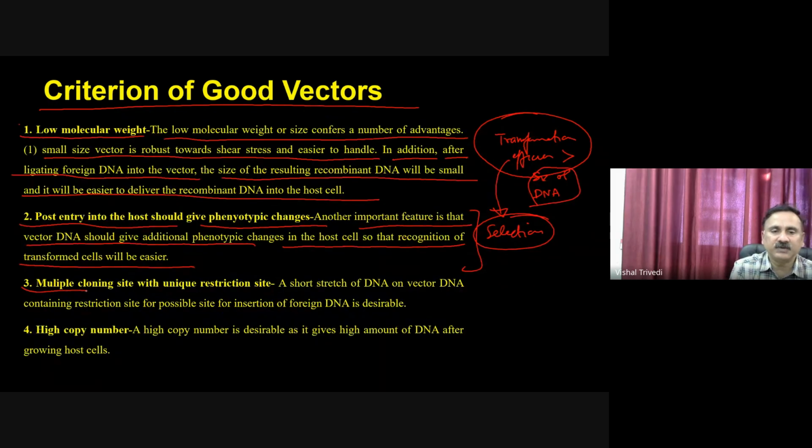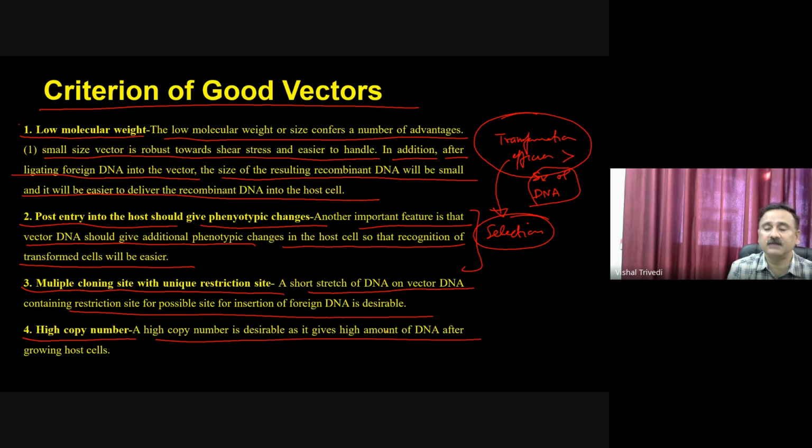Then number 3, it should have multiple cloning sites. It should have a stretch of DNA which contains restriction sites for possible insertion of the foreign DNA. The more multiple cloning sites, the more flexibility it gives for the integration of the foreign DNA. And then number 4, it should have a high copy number. A high copy number is required because it will give you more DNA, so that you can use this for the production of more DNA.